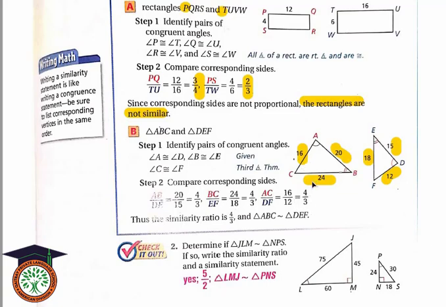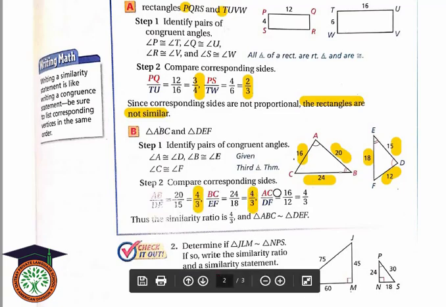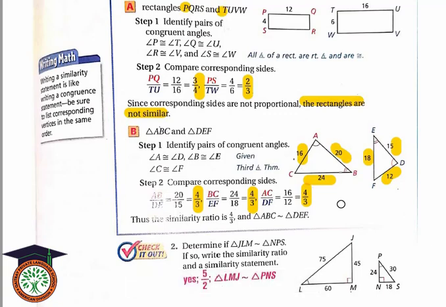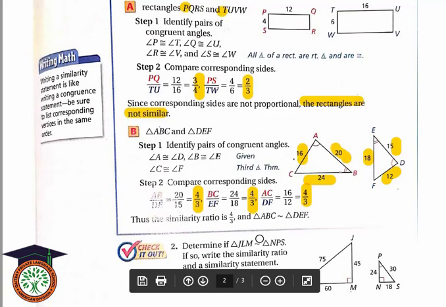So are the corresponding side lengths proportional? Yes. All three corresponding side lengths equal 4 over 3. So three angles are congruent and the three side lengths are proportional. So the two triangles are similar. Triangle ABC is similar to triangle DEF. And it needs you to write the similarity ratio. What is the similarity ratio? It's 4 over 3.